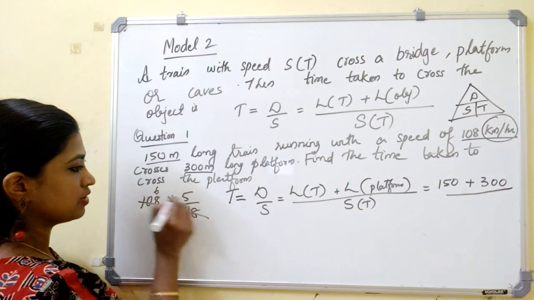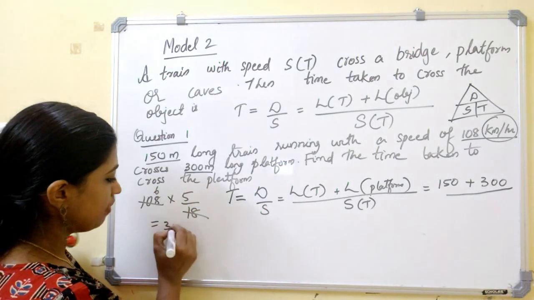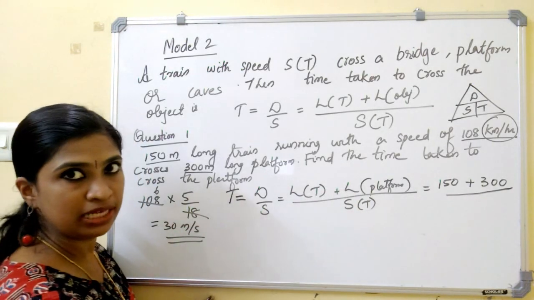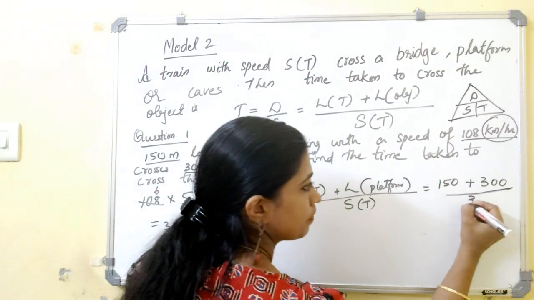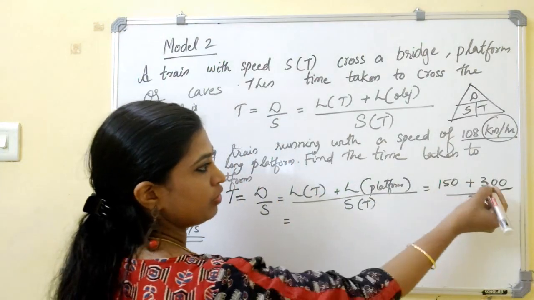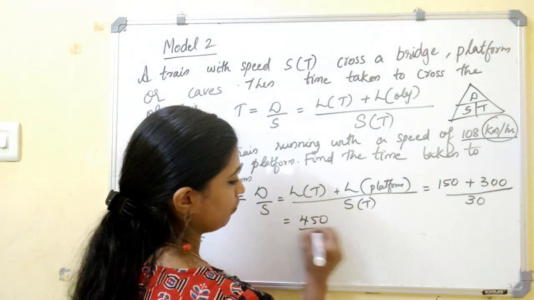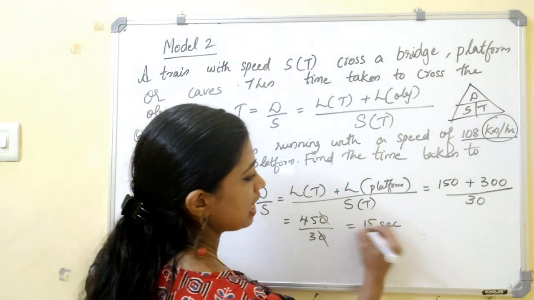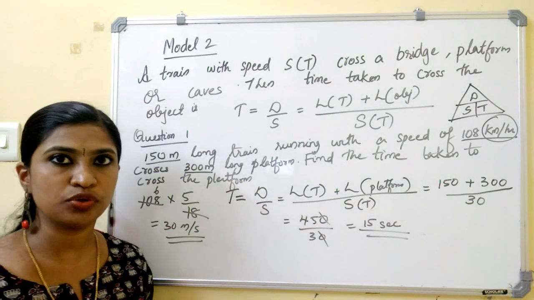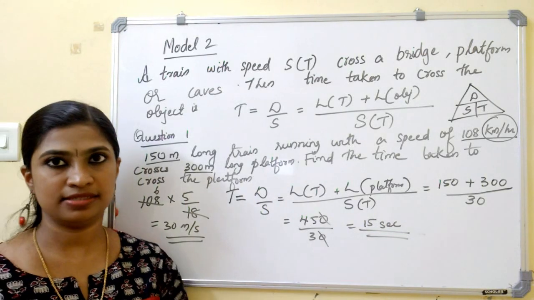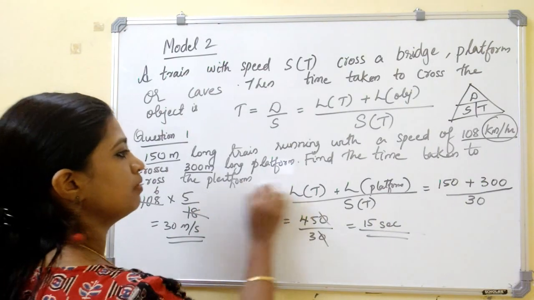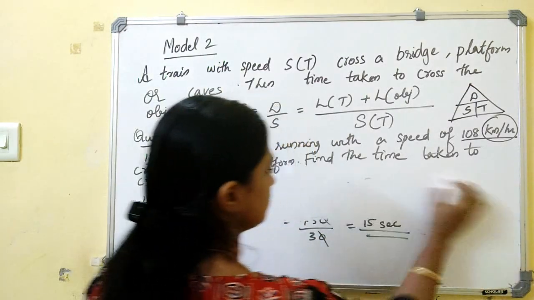6 18s are 108. 6 5s are 30. So 30 meter per second. You have to take the value in meter per second because length is in meter. So by 30. This is 150 plus 300, which is 450. 450 by 30 is 15. So 15 seconds is the answer. Time taken to cross the platform is 15 seconds. Now we can do another problem based on the same formula.